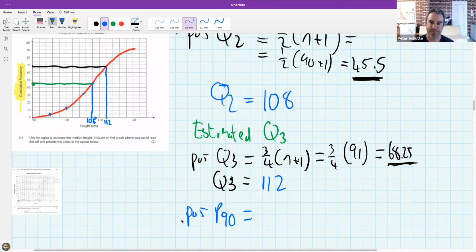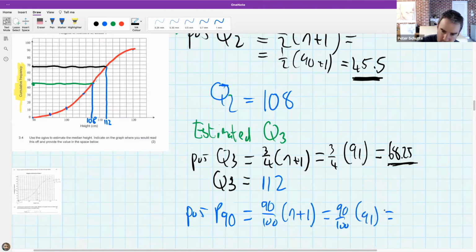Hey, William. Hi. To find the position of P90, we'd have to put 90 over 100 and then times it by n plus 1. Perfect. So we are going to get basically that. And I'm going to do this with you guys now. Thank you, William. That was fantastic.